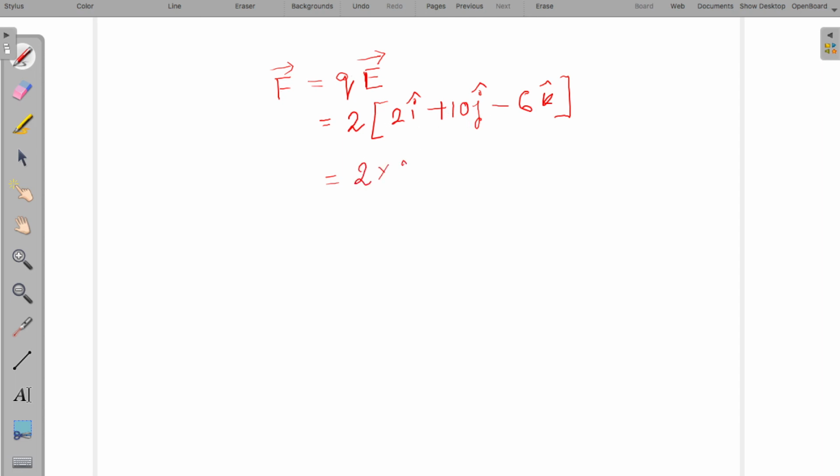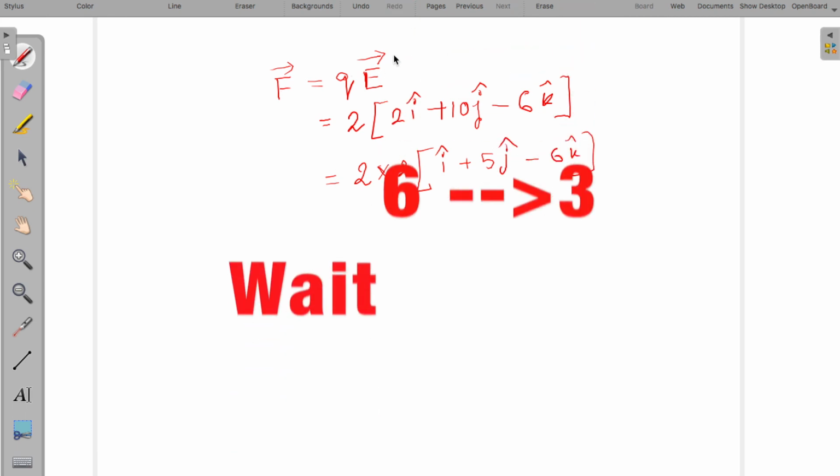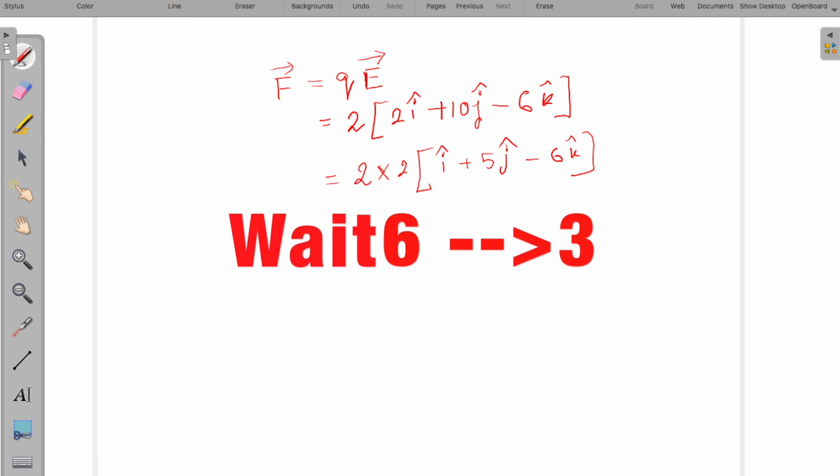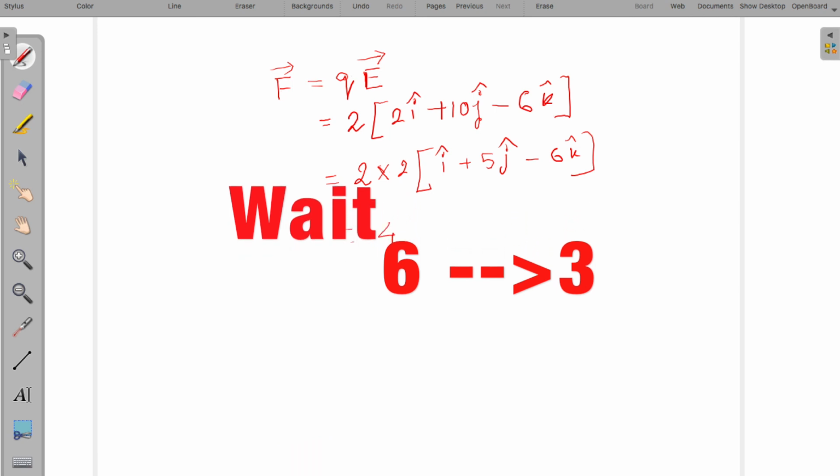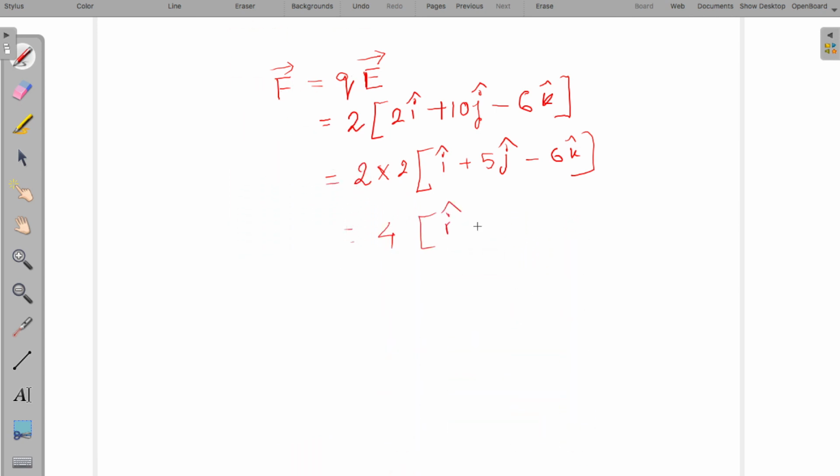So from here we can take 2 as a common. So 2 into 2 i cap, 5 j cap minus 3 k cap, right? So we get 4 i cap plus 10 j cap minus 6 k cap. So this is the answer.